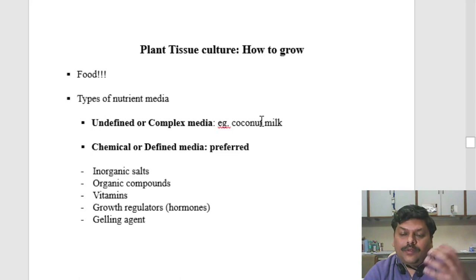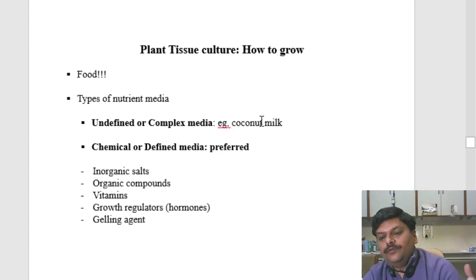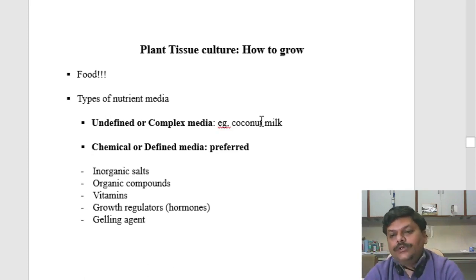On top of it, coconut from one plant may have a different composition from coconut from a different plant, or maybe from a different region. It also depends upon the growth conditions of the coconut trees. So this is collectively called undefined or complex media. This is not much preferred in plant tissue culture, because we cannot replicate the exact conditions every time in the laboratory. The other type is chemical or defined media, which is the preferred type, because we know the exact composition of different constituents of the nutrient media, and it can be replicated each and every time when we prepare a chemical or defined media.